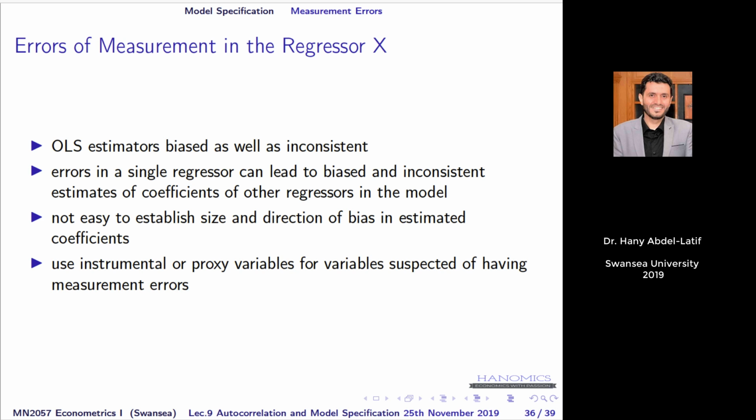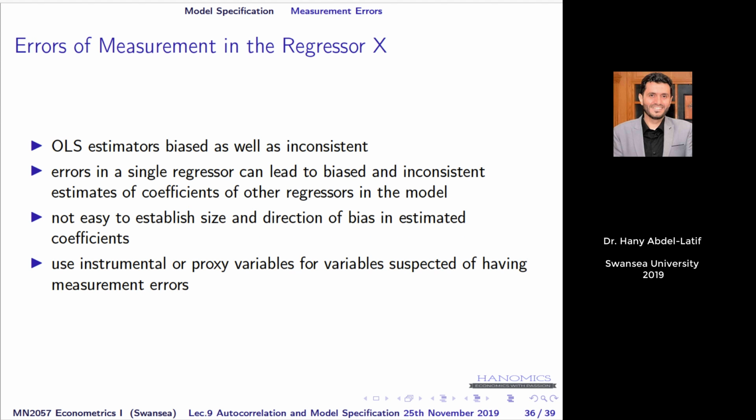So if there's no way to measure your x's correctly, then you could use an instrumental variable or a proxy variable for those variables that you think suffer from measurement errors. Okay, and that's what I want to cover for this point.